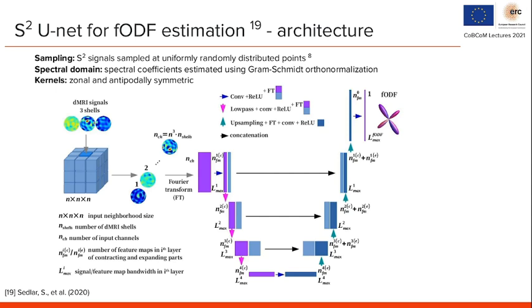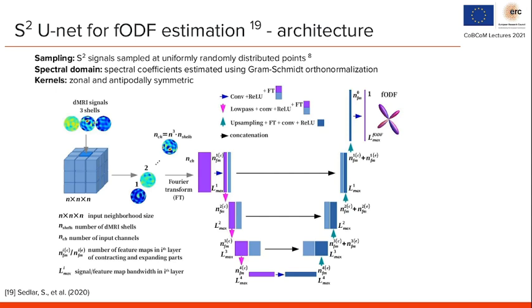Since diffusion MRI signals are antipodally symmetric and signals associated with individual axon fibers exhibit axial symmetry, convolutional and transposed convolutional layers contain zonal antipodally symmetric kernels. As in planar UNets, it is composed of a contracting and an expanding part. The contracting part contains convolutional and pooling layers which extract relevant features of different resolutions.